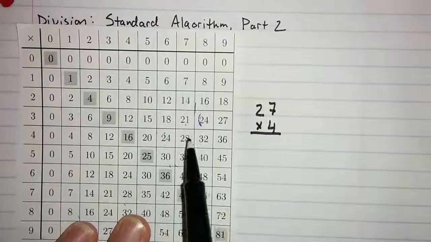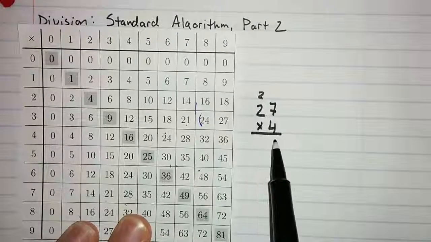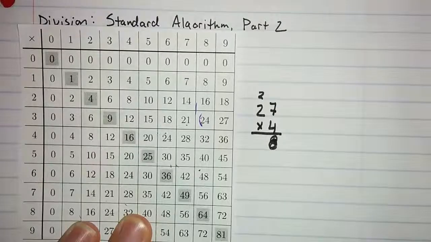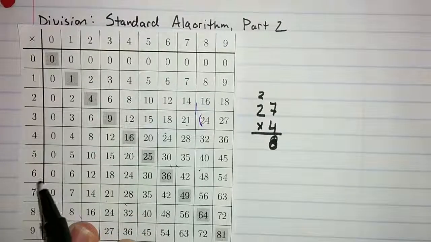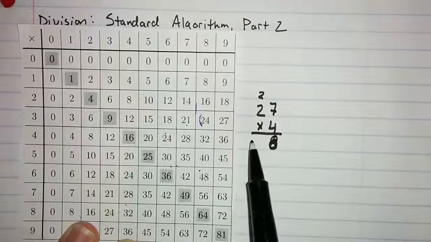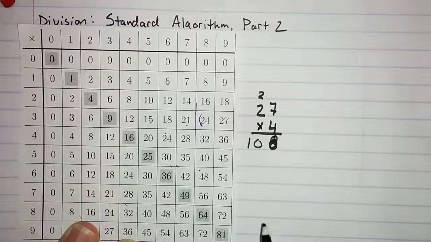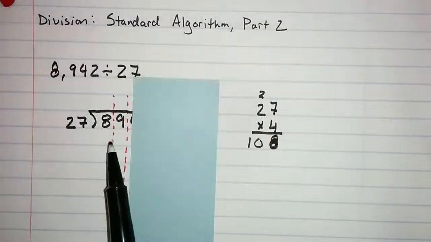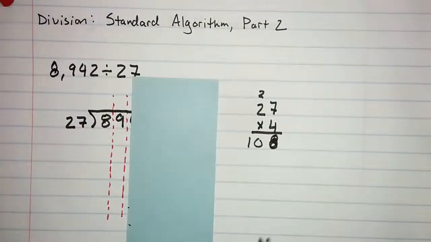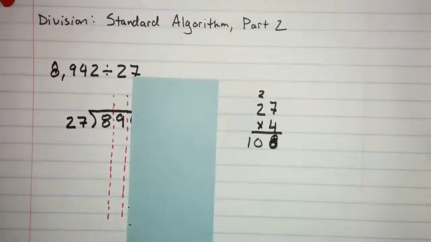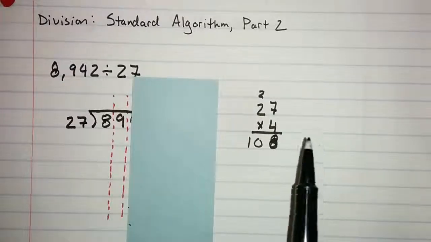Let's see, 4 times 7 is 28. 4 times 2 is 8, plus the 2 I carried is 10. So 4 times 27 is 108. 108 is more than 89, so 4 was too big. I'm going to try again. I'm going to leave this here because I might need it later. But I'm going to try again.